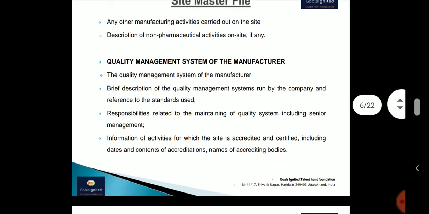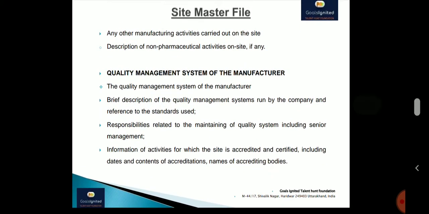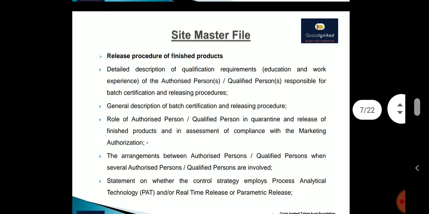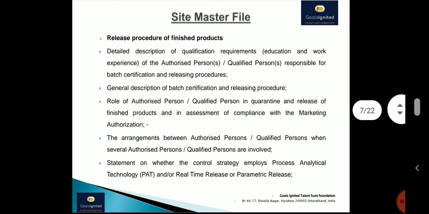Quality management system of the manufacturer. Naturally, the quality policy and other relevant things need to be mentioned in the site master file. Information on activities for which the site is accredited or certified needs to be mentioned in the site master file. Release procedure of the finished product: also give a brief about the release procedure, a detailed description of the qualification and requirements, education and work experience of the authorized person or qualified person responsible for batch certification and the releasing procedure.